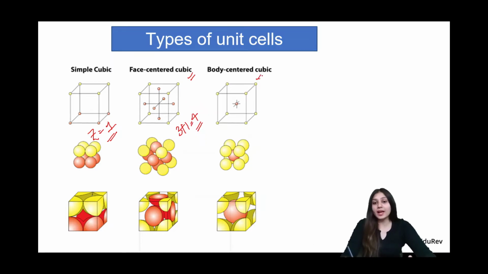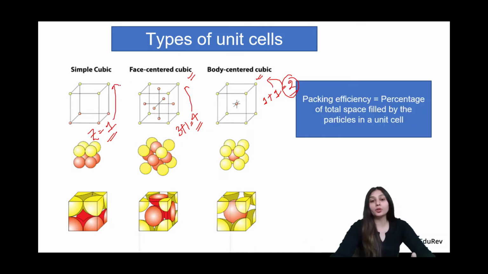In body-centered, we have, in addition to the ones present at the corners, 1 extra which is present inside the unit cell. And this is not shared with any other unit cell, so it just belongs to the unit cell it is present in. So it is 1 plus 1, which means 2. So the number of atoms per unit cell is 2 in case of body-centered, 4 in case of face-centered, and 1 in case of simple cubic unit cell.